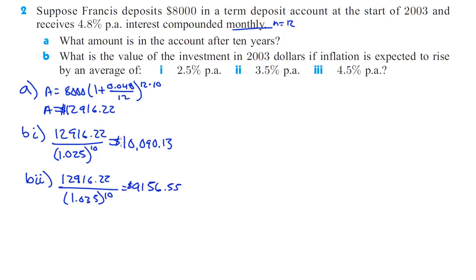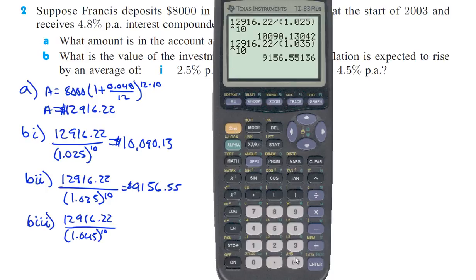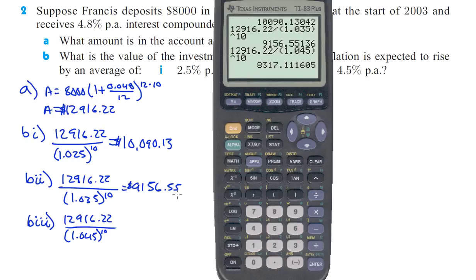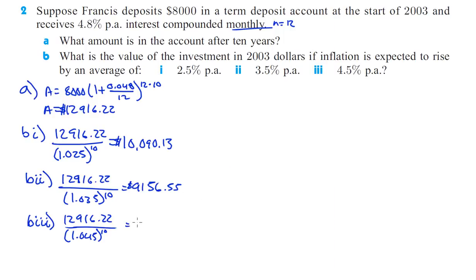Okay. And then the third one here is the same thing. 12916.22 over, now it's at 4.5%, 1.045 to the 10th. Second entry, go up and change that 3 to a 4, and now we're at 8317.11.